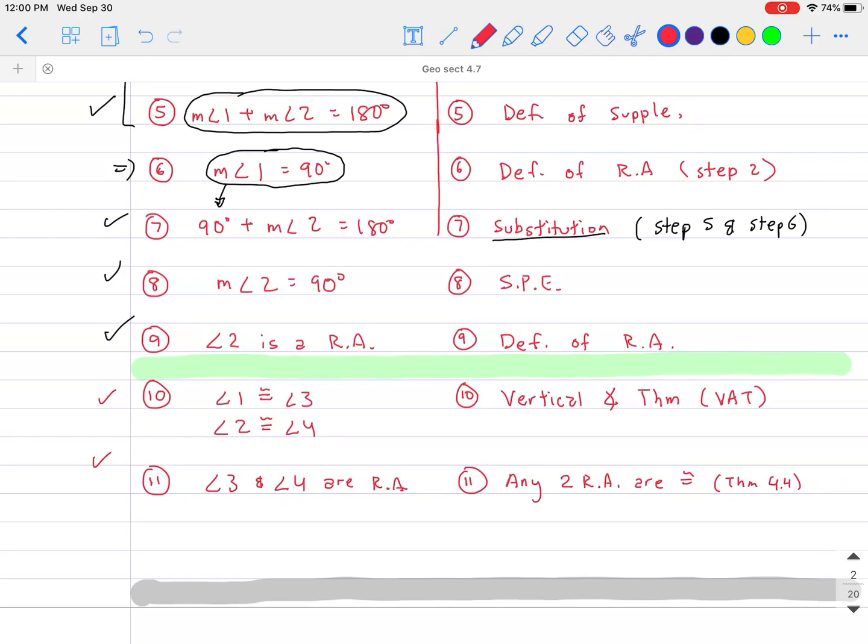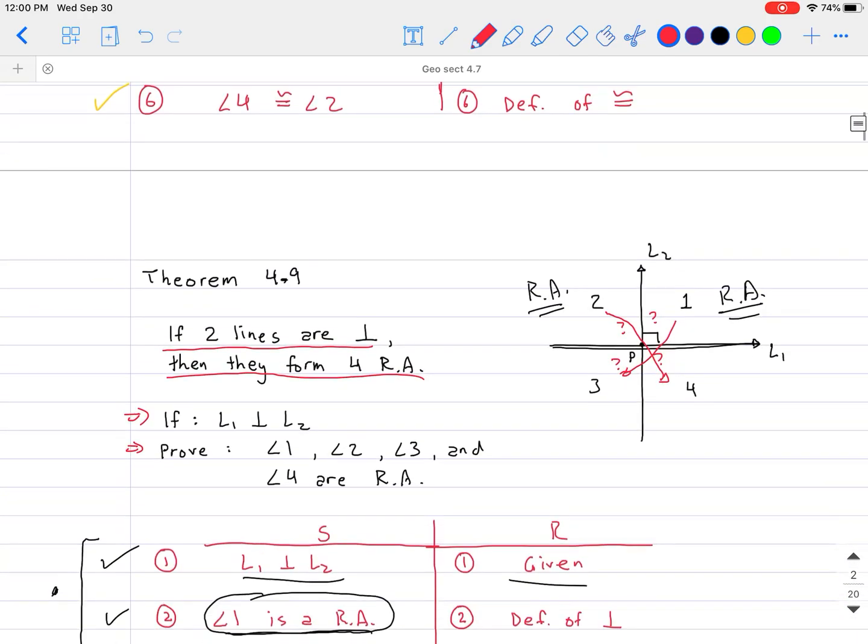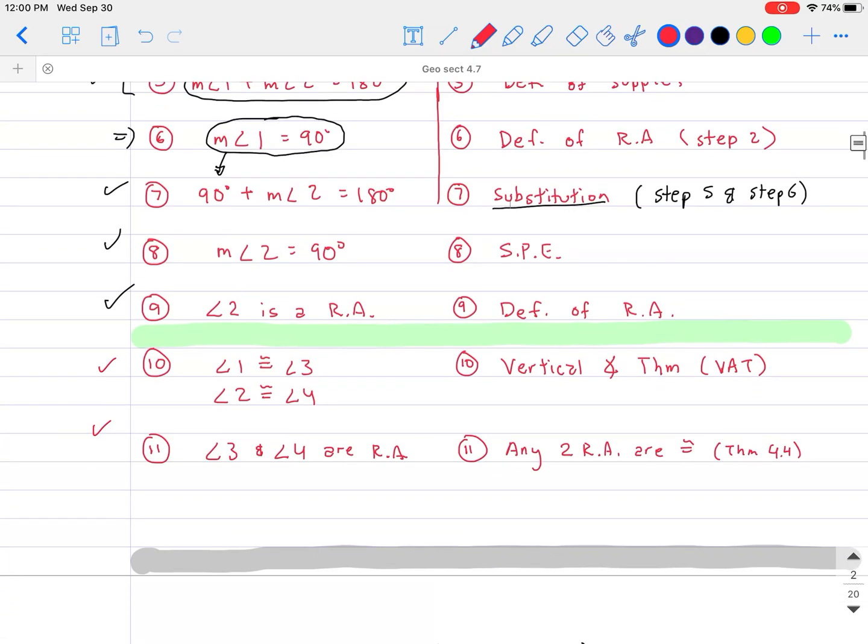Notice how in step 10 I used the vertical angle theorem, what we proved earlier. That's what we want to try to do now. We're going to try to use all the previous proofs to help us build into bigger and more complex proofs.